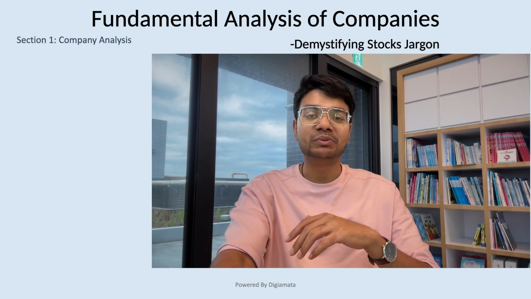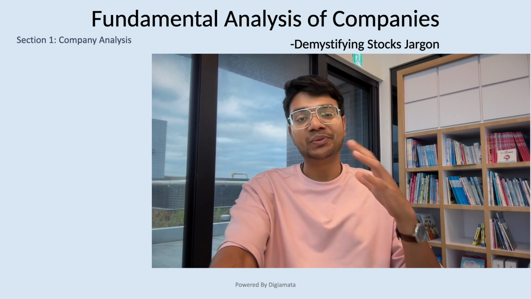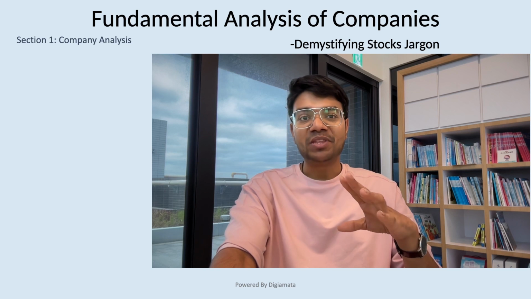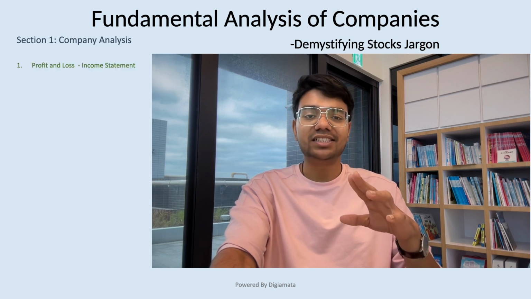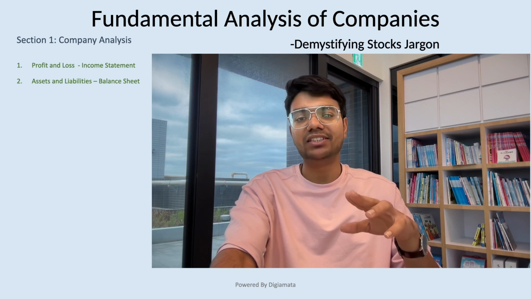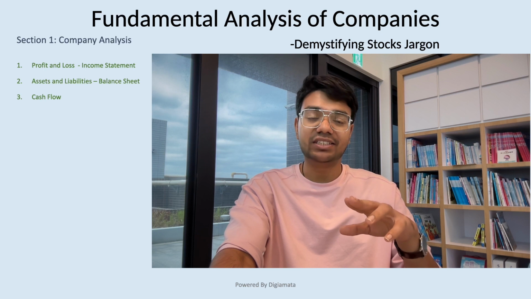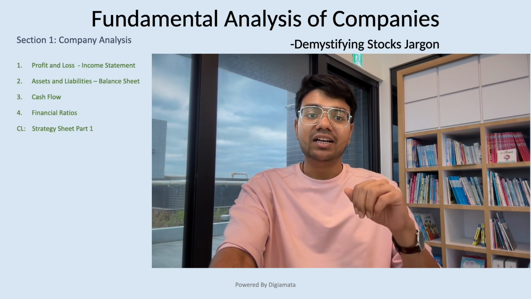So lecture 1 was mostly about the basics. And currently we are on section 1. Just to remind you, we have 4 sections. Section 1 is your company analysis. In section 1, we have done the profit and loss statement. We have done assets and liabilities, which is your balance sheet. We have also done your cash flow statement. Then we have 4 lectures on fundamental and financial ratios. After the financial ratios, we have lecture 9 on the strategy sheet.